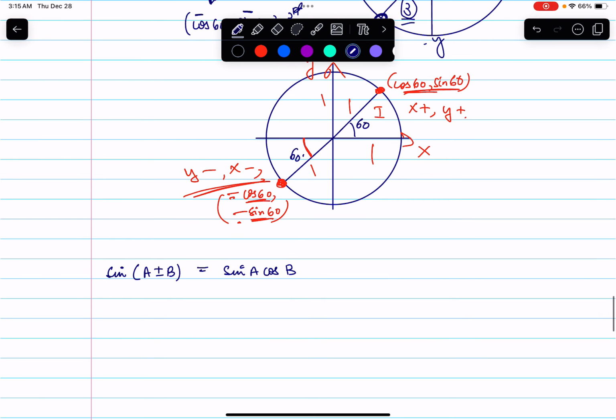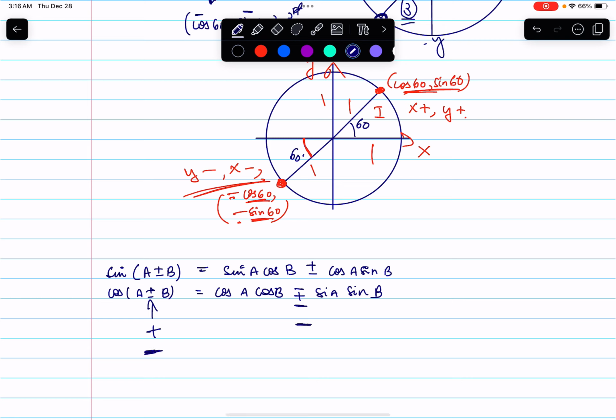So the sine of a plus or minus b is sine a cosine of b plus or minus cosine of a sine of b. And then cosine of a plus or minus b is equal to cosine a cosine of b minus or plus sine of a sine of b. What this basically means is that, if there's a positive sign over here, then the inverted sign means there should be a negative sign. And if there's a negative sign over here, then there should be a positive sign. That's why the inversion happens.